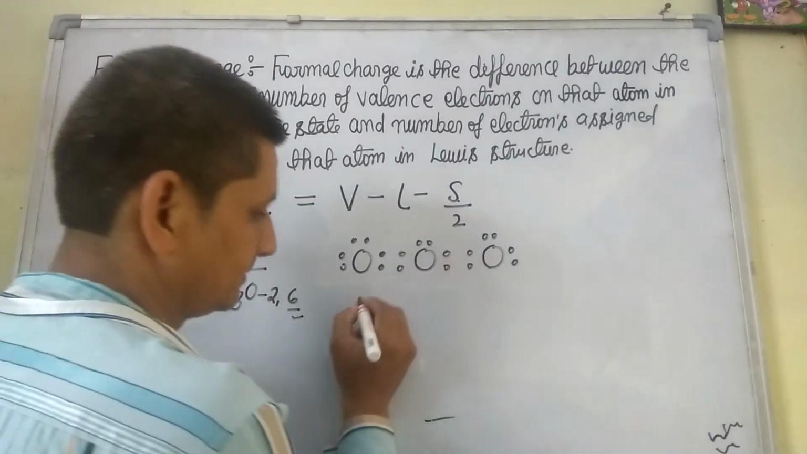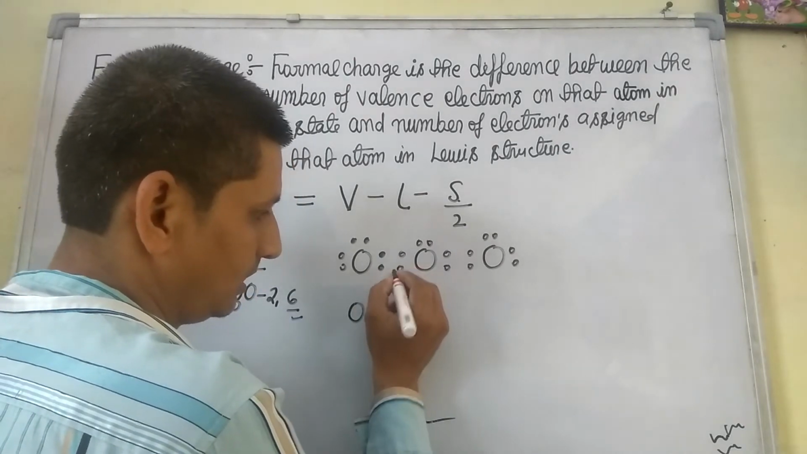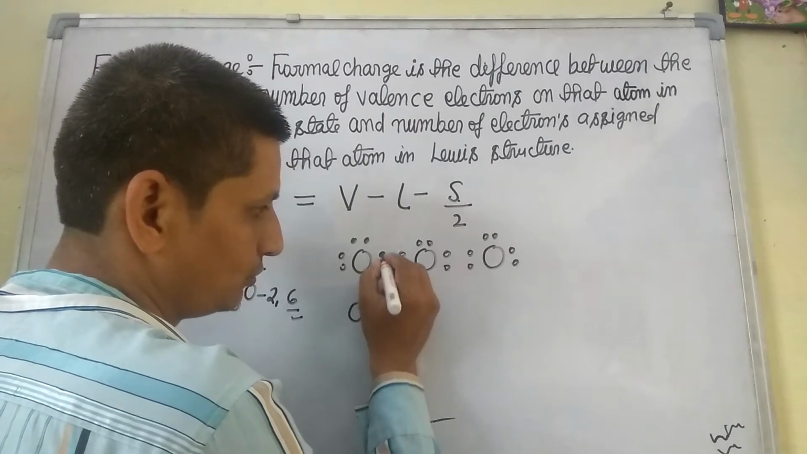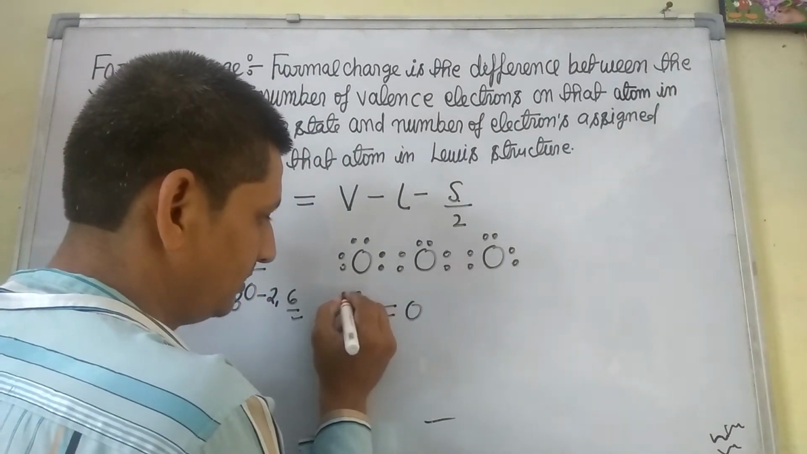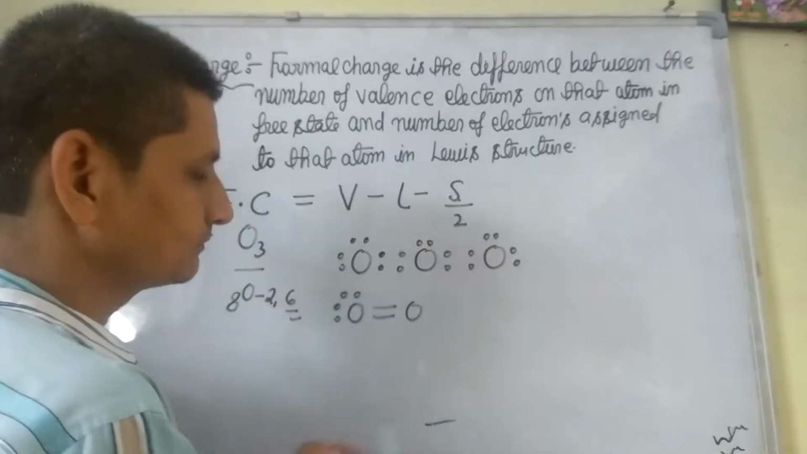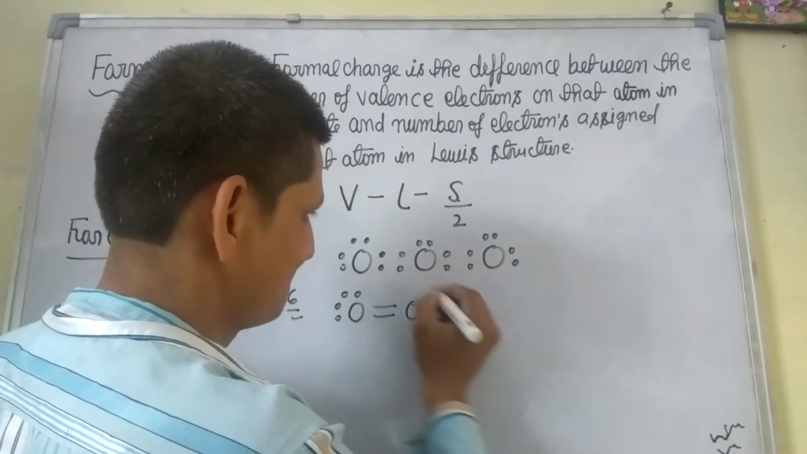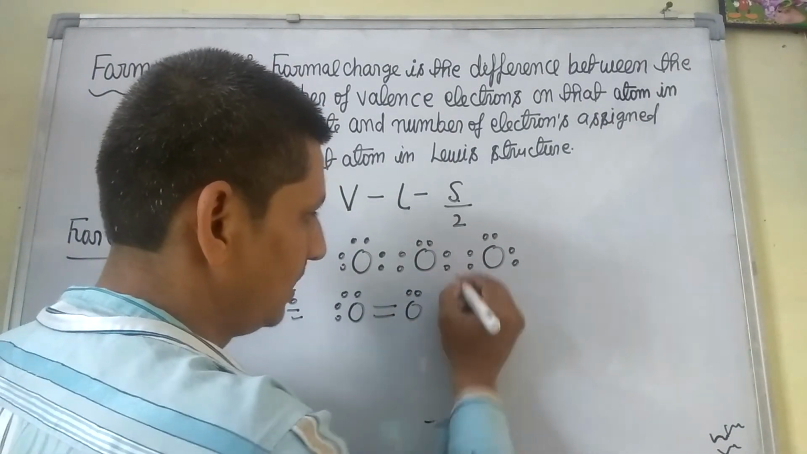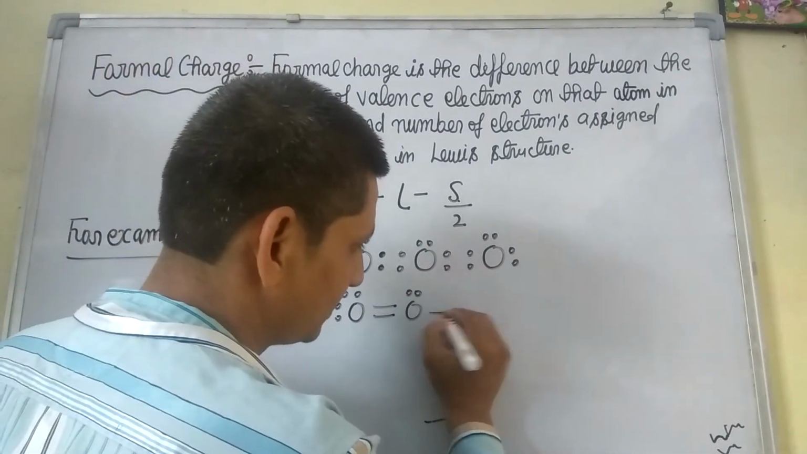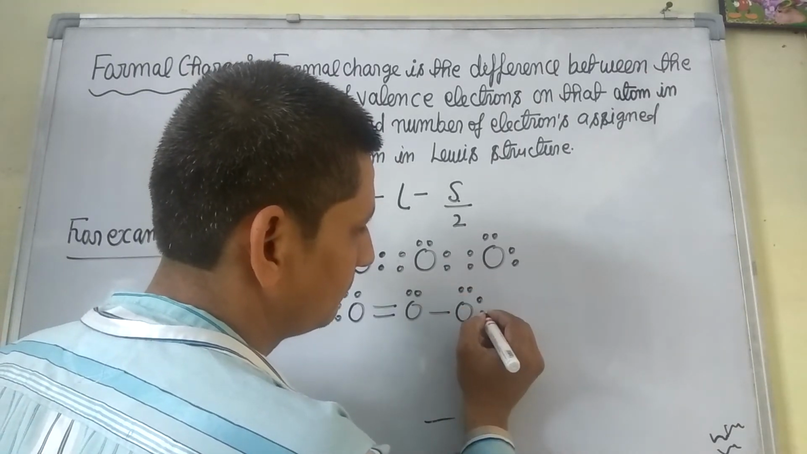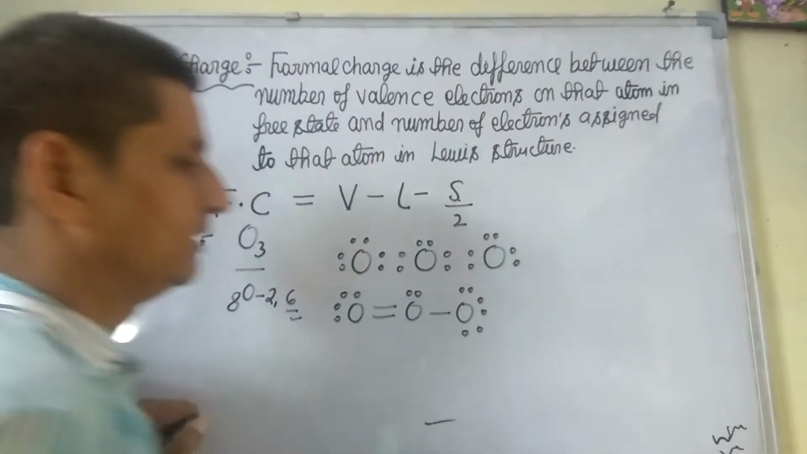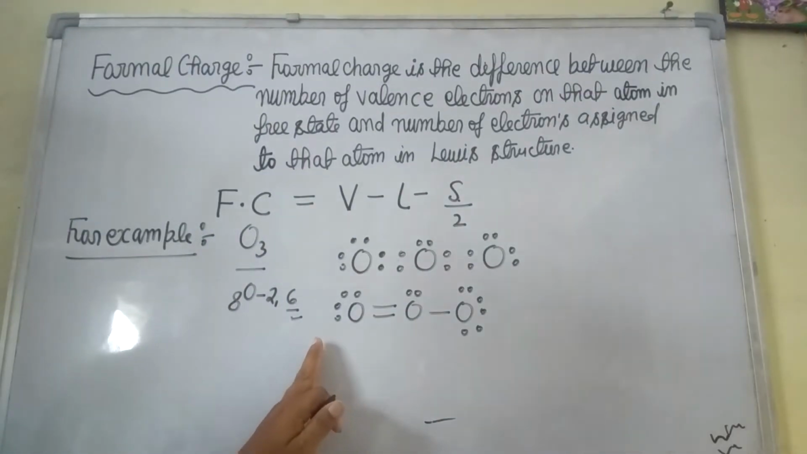After this, 2 electrons and 2 electrons form a double bond. 1, 2, 3, 4. After this 1, 2, again this forms a single bond, and 1, 2, 3, 4, 5, 6. This is the structure of the ozone molecule.